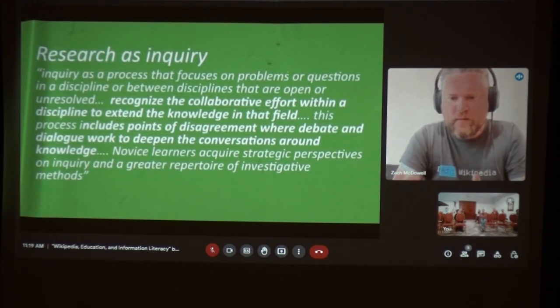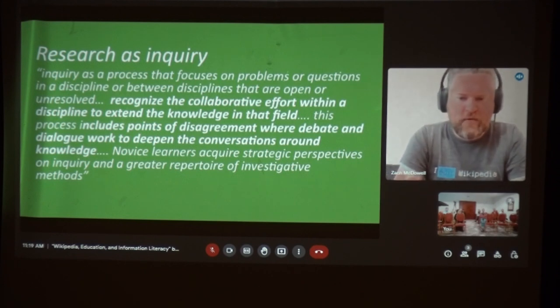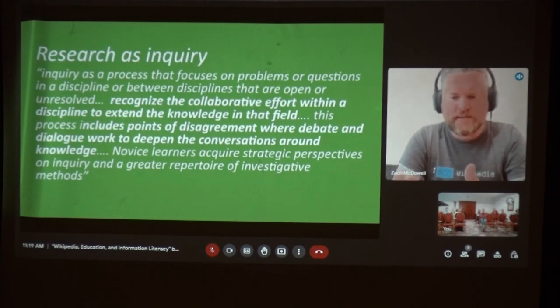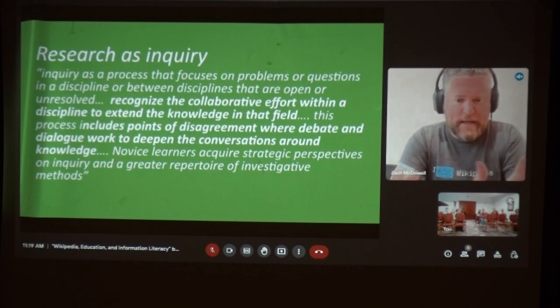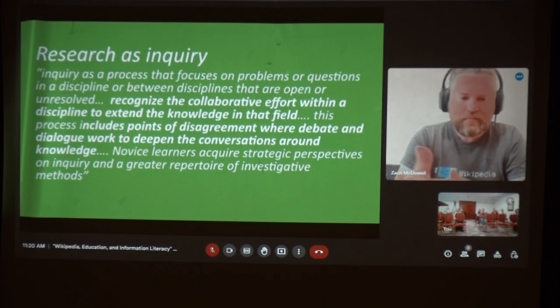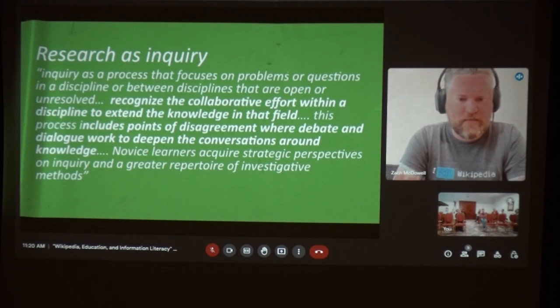The next framework, research as inquiry, asks them to recognize the collaborative effort within a discipline to extend the knowledge of that field, and it includes points of disagreement where debate and dialogue work to deepen the conversation around knowledge. Now, these students are usually not getting into ARBCOM situations, right? So they're not going into that type of disagreement, but they are trying to represent the arguments that are out there within whatever the case is for that knowledge.